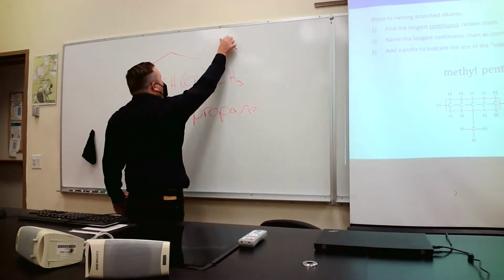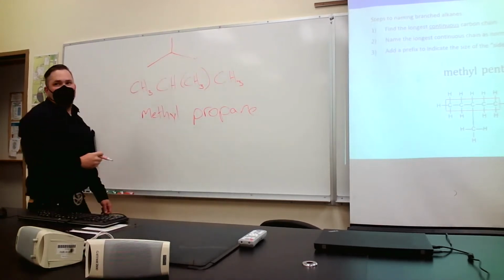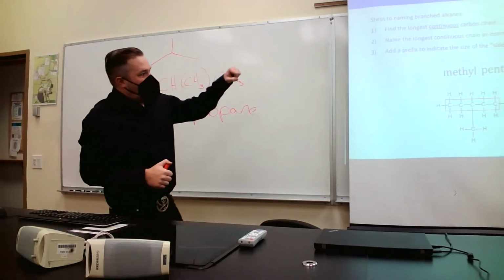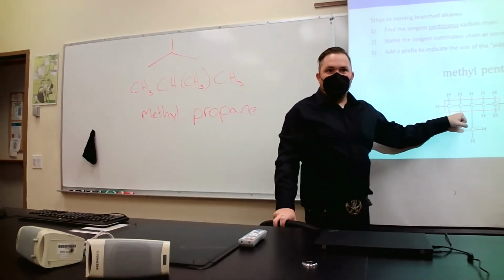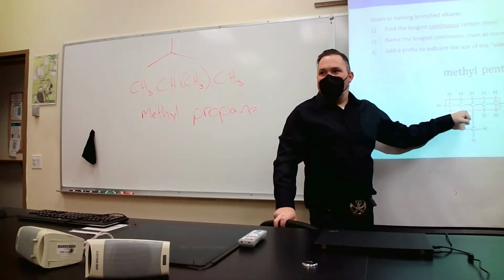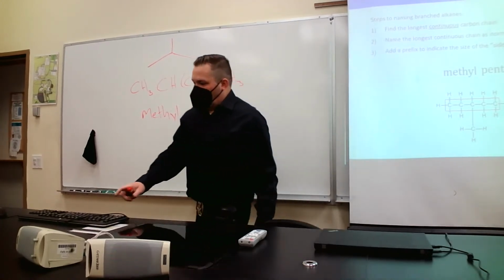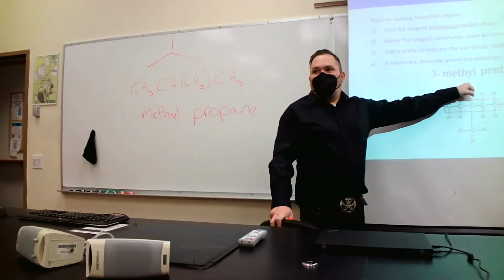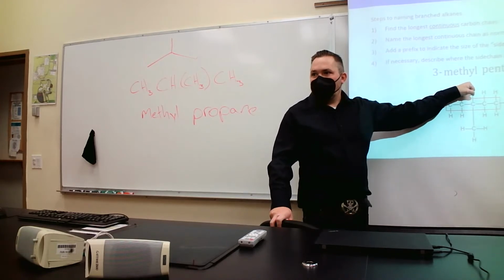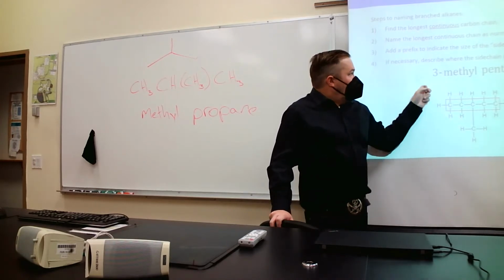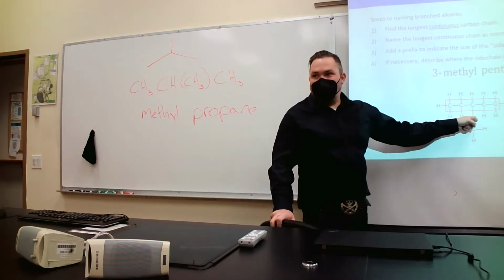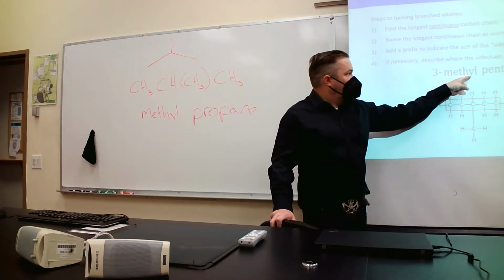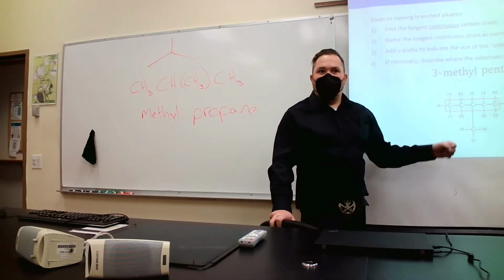So for methylpropane, we don't need to specify where the methyl group is because it can only be in one place. But the second that we get to larger molecules, we have to specify where the methyl group is. And we do that in a really easy way by just adding a number in front of the prefix. So we would name this molecule 3-methylpentane. Methyl tells you have a 1 carbon branch. 3 tells you it's on carbon 3.